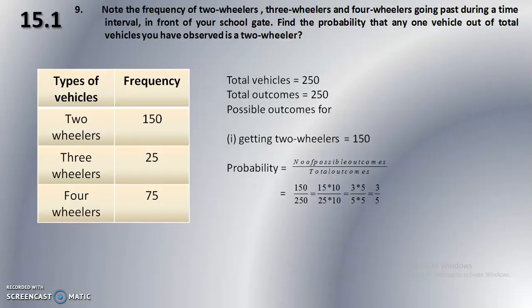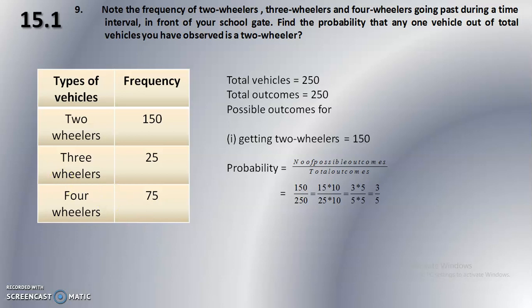It's the 9th sum. Note the frequency of two-wheelers, three-wheelers and four-wheelers going past during a time interval in front of your school gate. Find the probability that any one vehicle out of the total vehicles you have observed is a two-wheeler. Means you should find the probability for two-wheelers, right?